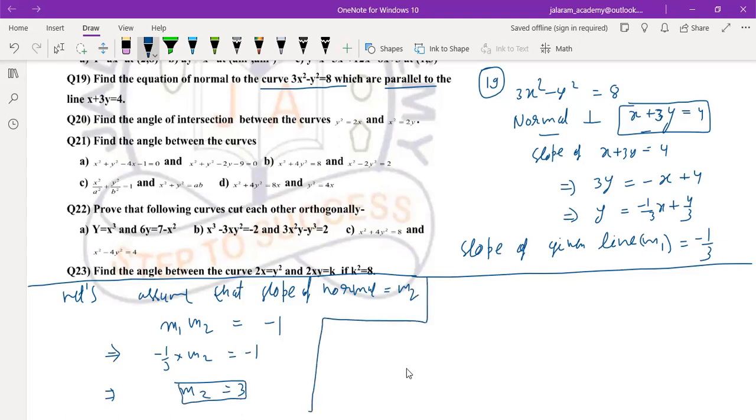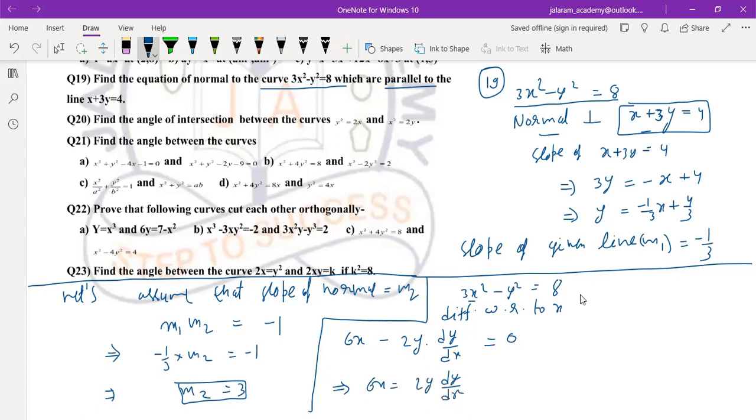Now we will find one more slope, assuming that the point of contact is x1 comma y1, by the differentiation of 3x square minus y square equals 8. So differentiate with respect to x. Differentiation of 3x square is 6x, minus 2y dy by dx, and differentiation of 8 is 0. It implies dy by dx equals 6x upon 2y, equals 3x by y.